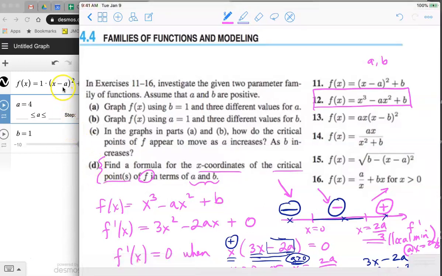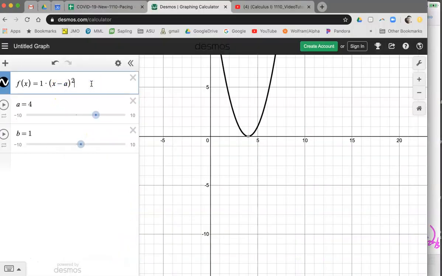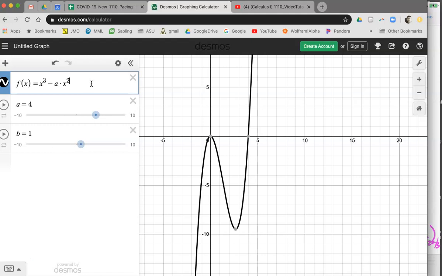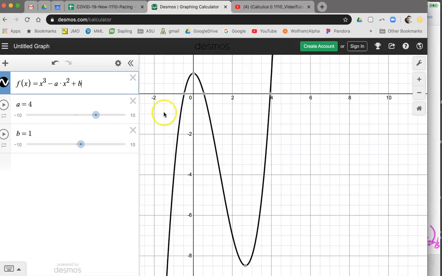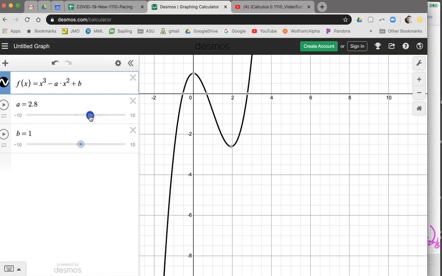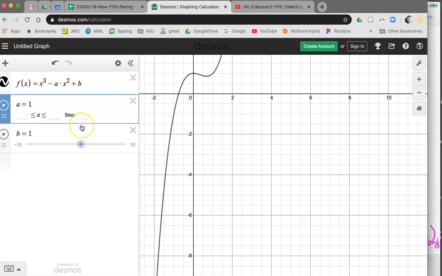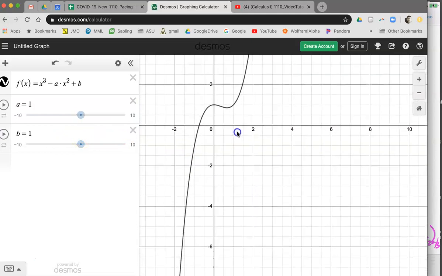Okay? So let's take a look at this function. We will get x cubed minus a times x squared plus b. And let's see, we are seeing at 2a over 3, so for example, let's let x be equal to 1, and b be equal to whatever it was.